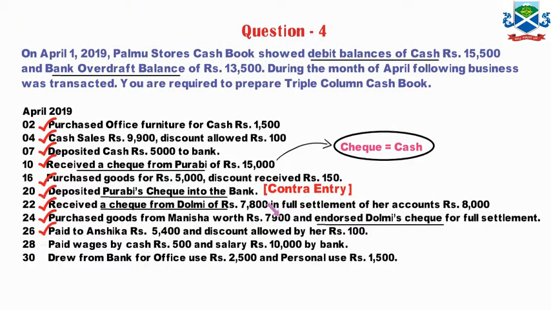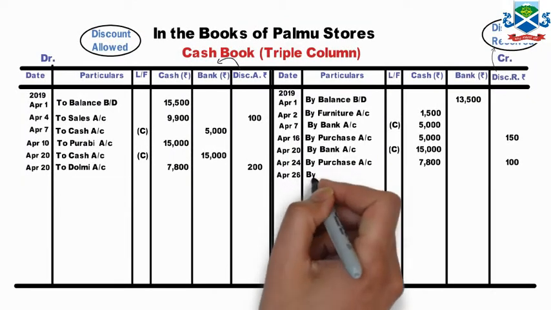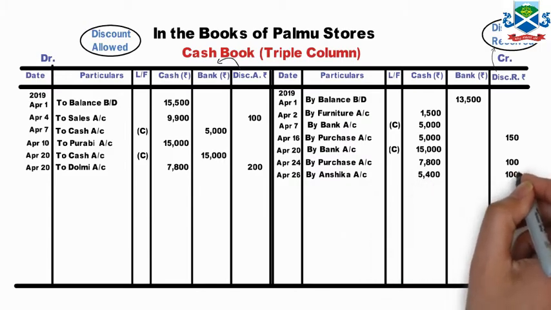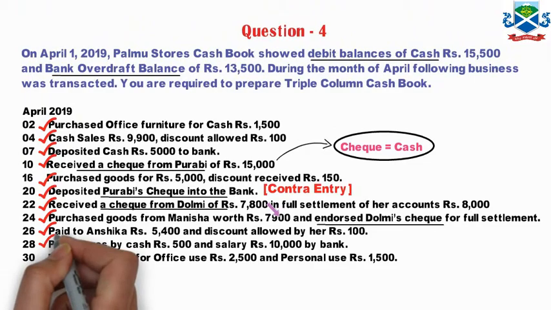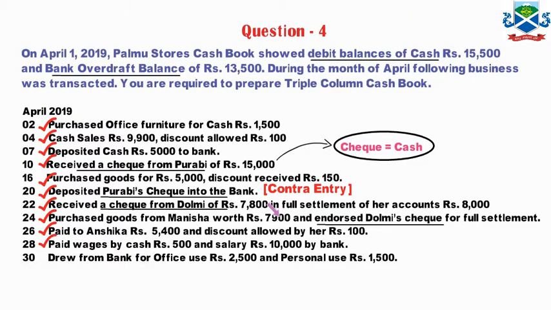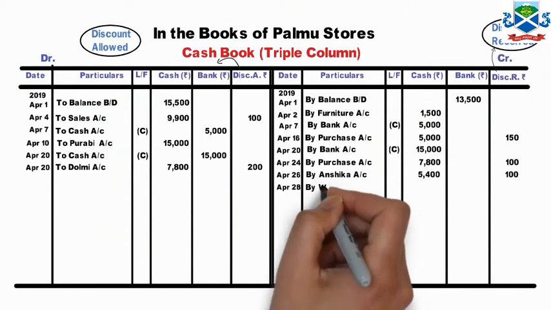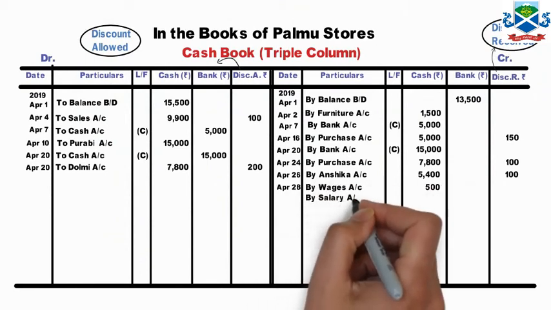Paid Sika 5,400. So by Sika 5,400 and 100 discount. Next one is paid wages 500 and salary by check 10,000. So by wages we'll write cash column, and by salary we'll write bank column, 10,000.